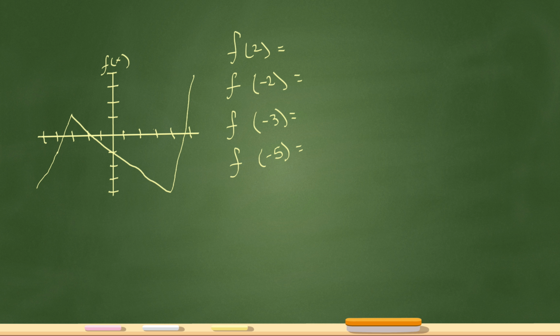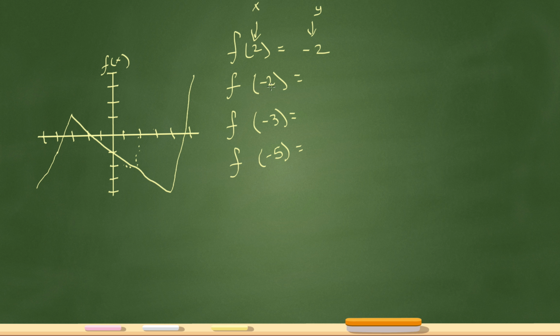Whatever's inside the parentheses is always the value of x in the graph. So here the value of x is 2, and it's asking me what the value of y is of this graph when x is 2. So the x is 2 right there, the value of y will be negative 2. So that's negative 2.